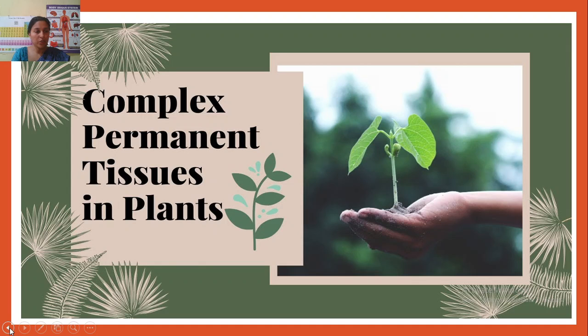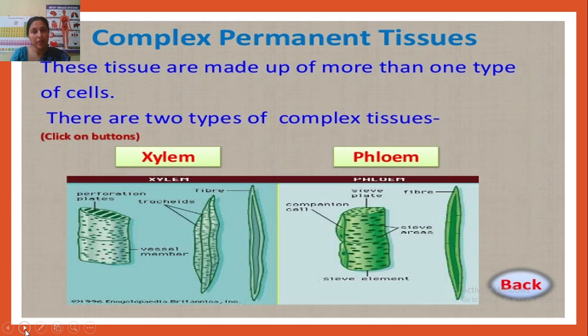Complex permanent tissues. Tissues are made out of more than one type of cells. That means they contain more than one cell type. It can be 3 or 4. And also it's going to be divided basically into two types, the xylem tissue and the phloem tissue.